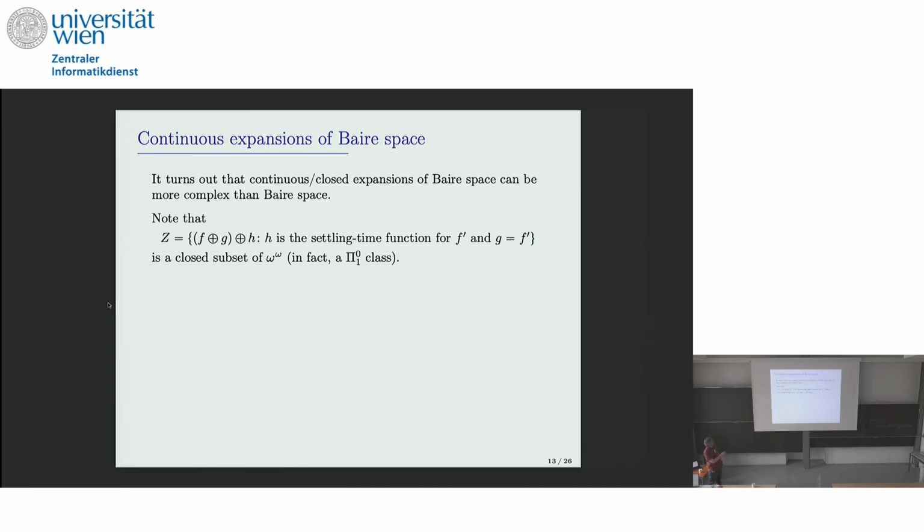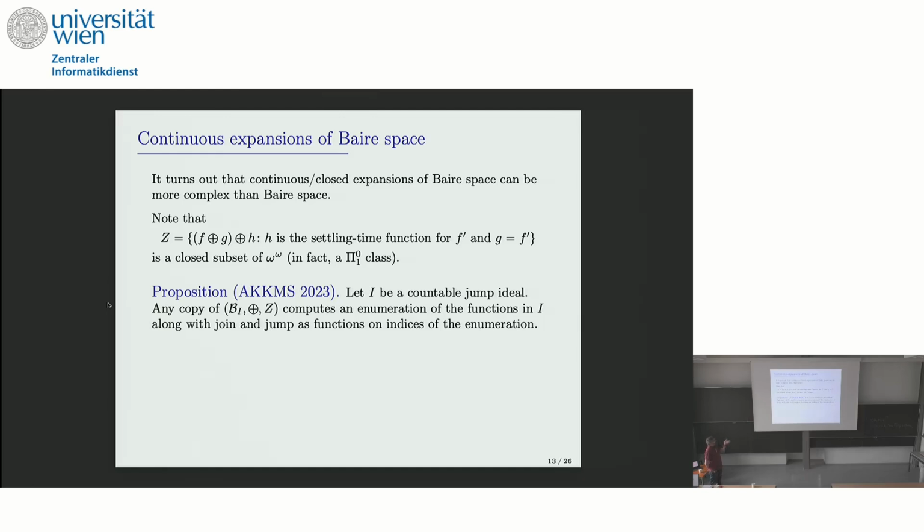And if I really wanted to not think about closed sets but continuous functions, I could do something very silly. I could take the continuous function that has Z as a zero set. But let's not do that. Given a countable jump ideal, any copy of Baire space over that ideal with join and this closed set Z, which is continuous, obviously, computes an enumeration of the functions in the ideal along with join and jump as functions on indices of the enumeration. This is what I was saying the running jump did not give us. Now I can say, I have this function f in my enumeration. Where in my enumeration do I have to look for the jump? Oh, there it is.